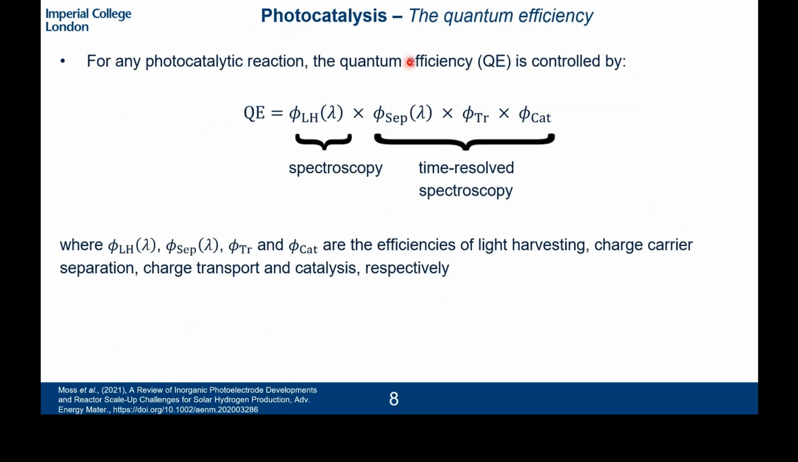So how do we understand or quantify the efficiency of a photocatalytic reaction? We can break it down into different parts. The quantum efficiency, so how well it uses light to drive that process. We can look at the light harvesting efficiency. Simply, you can just look at the absorption spectrum of your material. That's readily done by anyone, I'd say, with any spectrometer in a lab.